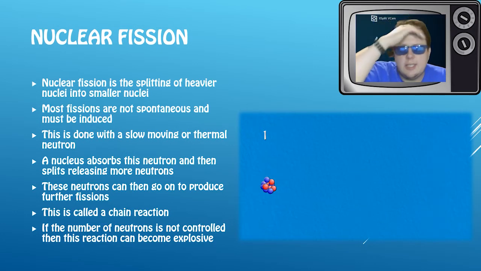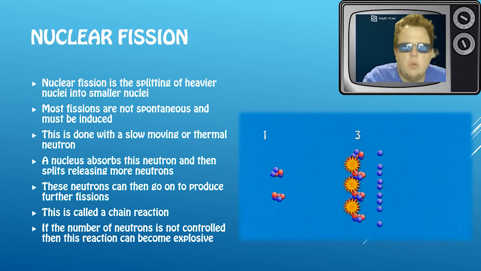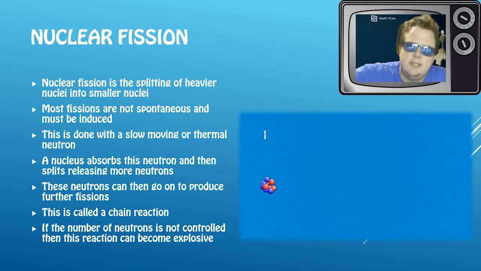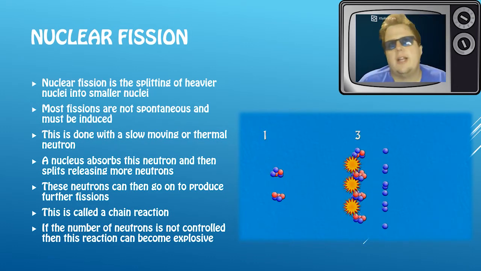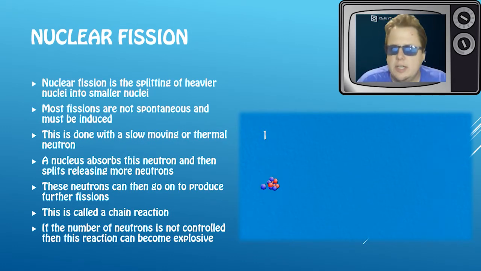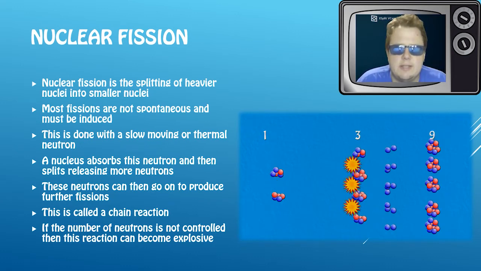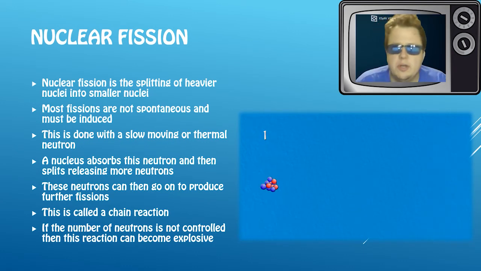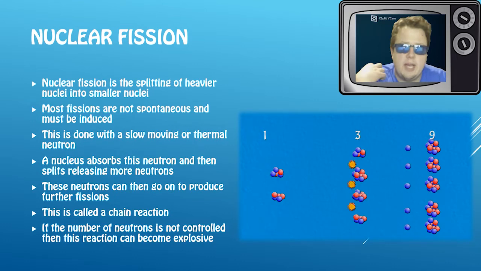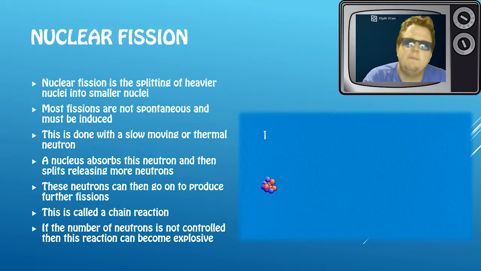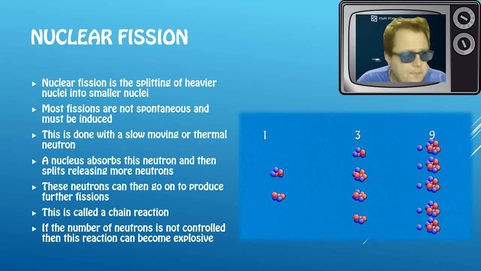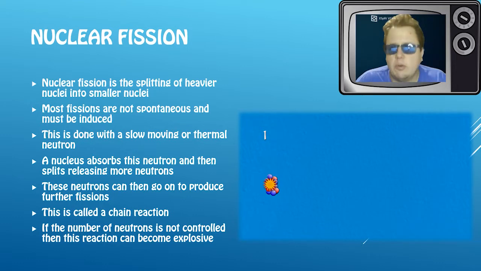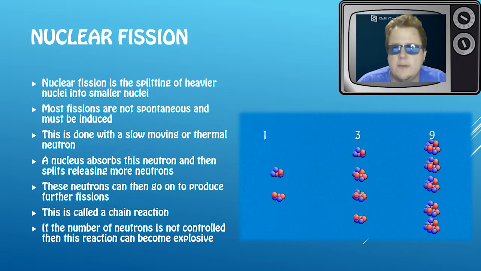Now, you can see here, just within these three, we've got 1 going to 3, going to 9. Very quickly, the rate of this reaction would speed up faster and faster if we don't control the number of neutrons. And this is where you get a chain reaction, a meltdown, nuclear explosions, if we don't control the number of these neutrons.